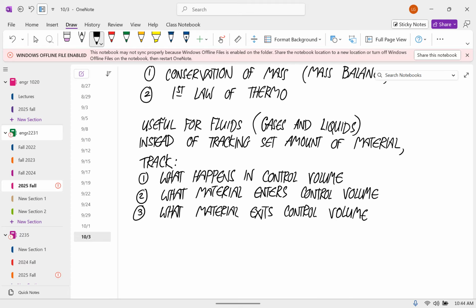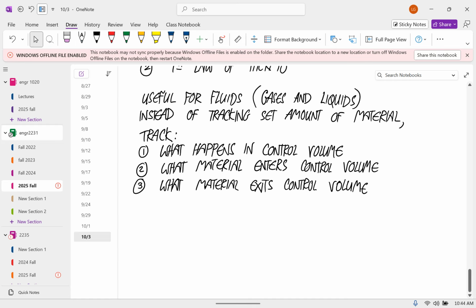Okay, so I'm going to start with the mass balance, conservation of mass. By the way, we haven't started talking about entropy and the second law of thermodynamics yet, but after we do, we'll use a control volume approach for that also. It's always the same principle: you track a set location, what goes in, and what goes out.